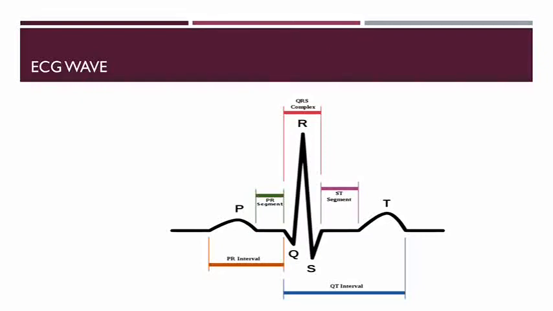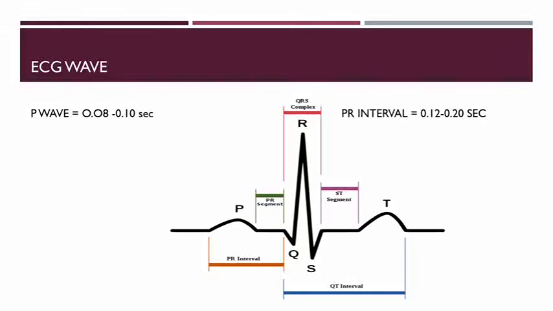So here we learned in the previous video that the ECG has many components like P wave, PR interval, PR segment, QRS complex, ST segment, T wave and QT interval. So let's briefly summarize each component one by one. P wave stands for atrial depolarization. Depolarization means atrial contraction, and it usually takes 0.08 to 0.10 second.